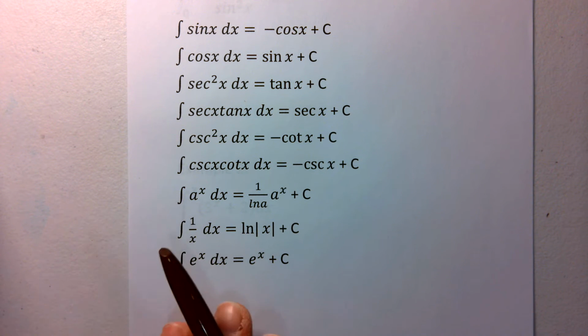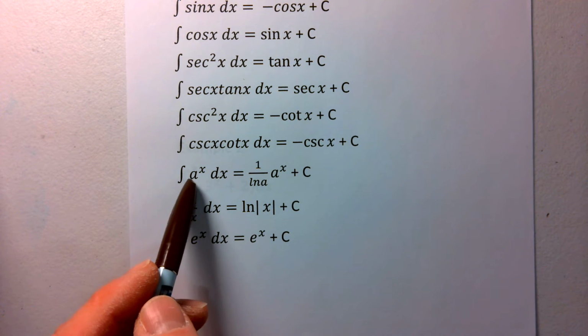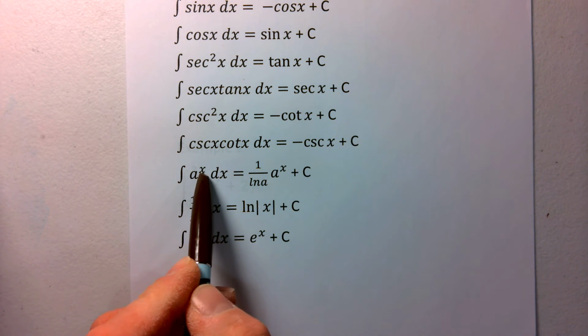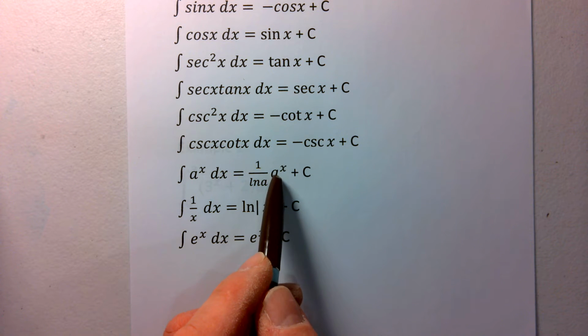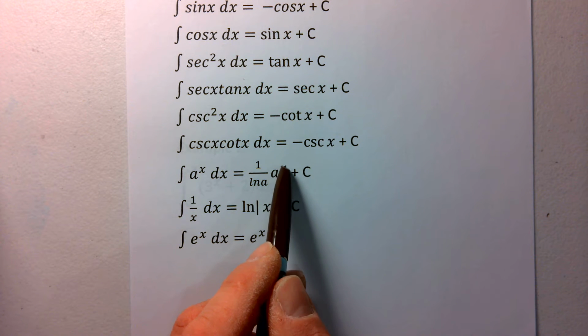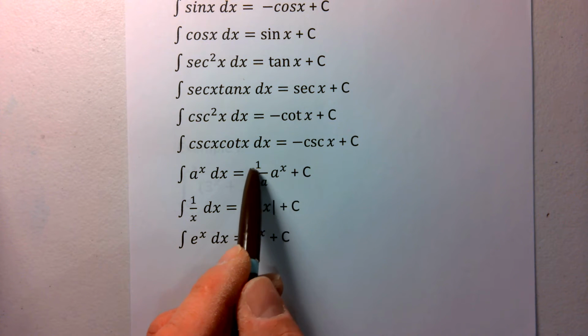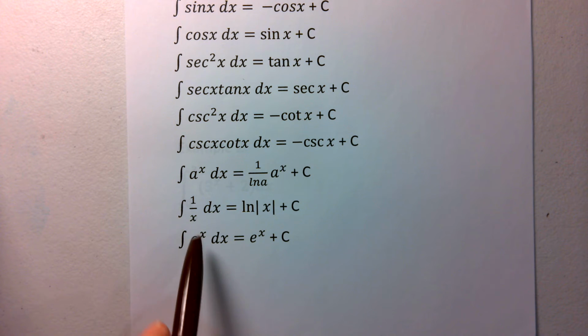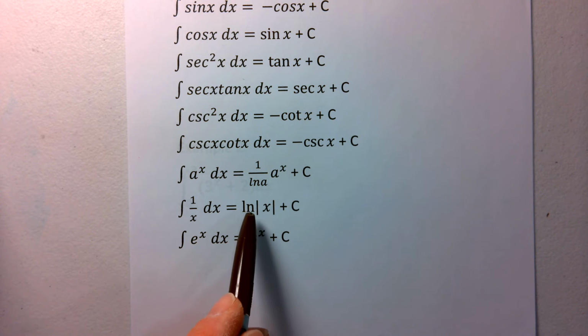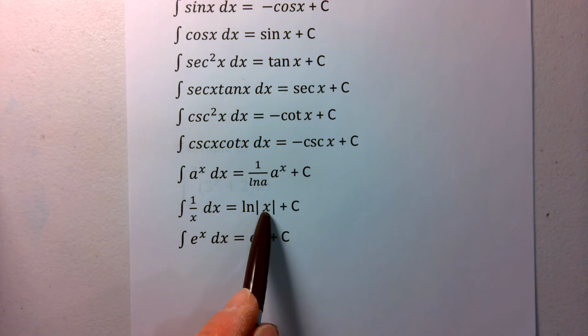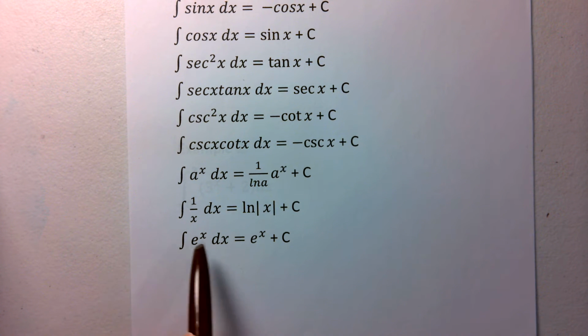And then our newer ones, I suppose, the integration of a to the x. So we have a base to a variable exponent. That is equal to 1 over the natural log of the base times that base to the exponent. So notice, again, that base to the exponent does not change. All we're doing is changing what we multiply it by. The integration of 1 over x is the natural log of the absolute value of x. Remember, we can't take the natural log of a negative value. And then the integration of e to the x is e to the x.